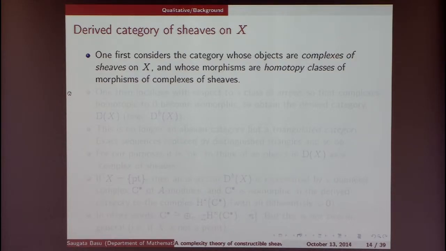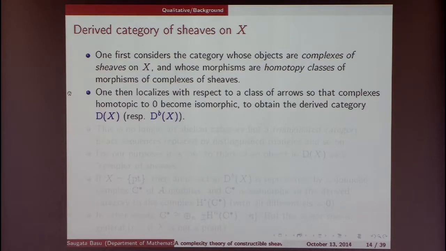So here we can think of the objects of these as not just sheaves, but complexes. We first start with a category whose objects are complexes of sheaves, and whose morphisms are homotopy classes of morphisms of the complexes of sheaves. Now this category becomes nasty, and then you have to localize with respect to a class of arrows, such that complexes which are homotopic to 0 become isomorphic, and you get the derived category, and sometimes the bounded derived category of complexes which are bounded on both sides.